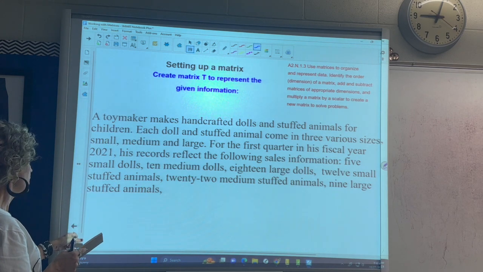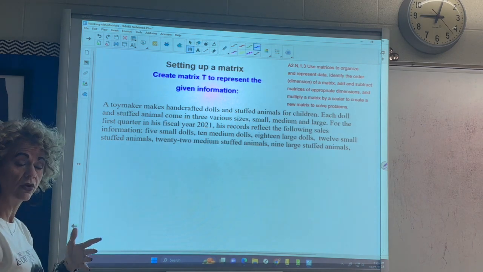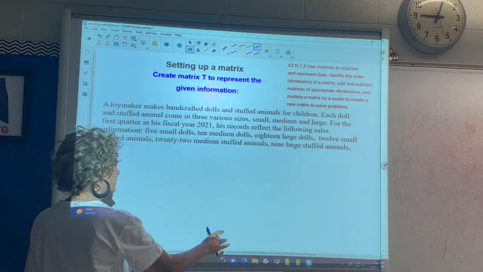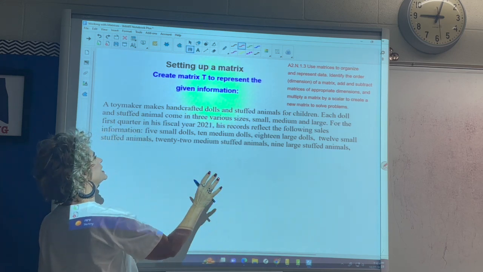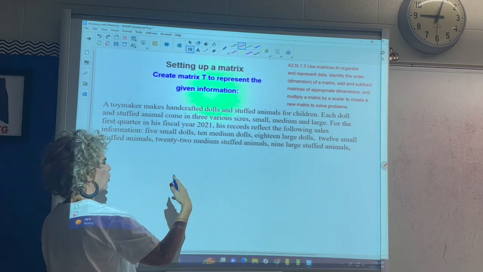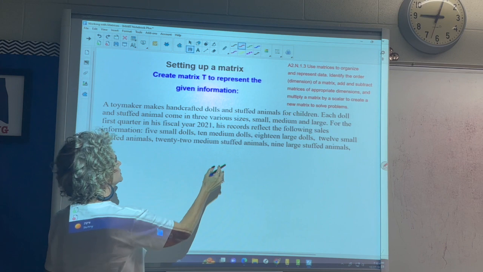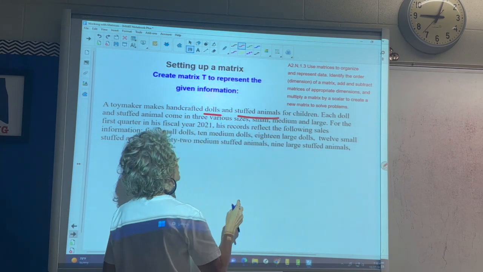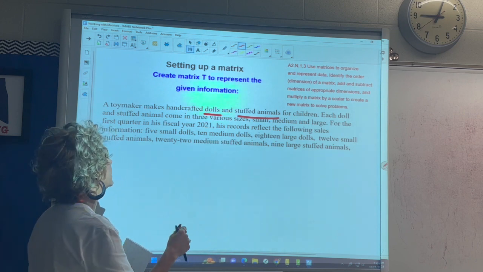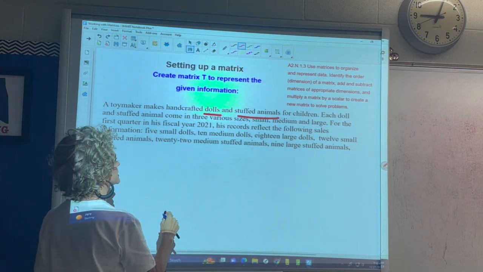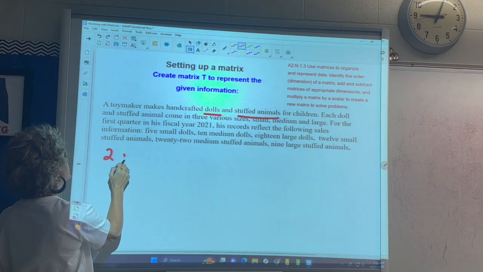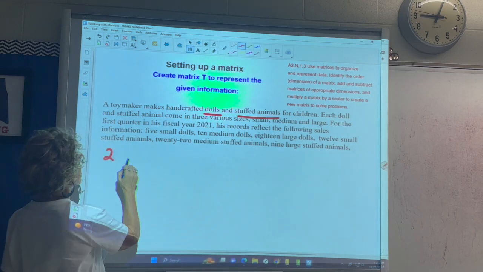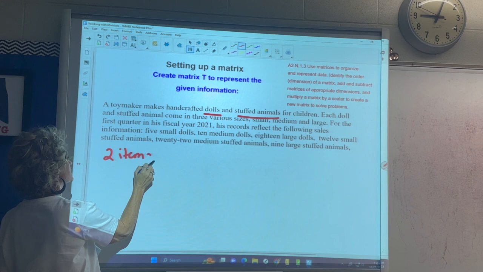It is different than the information that I was given on the Cowboys. It's a different request. So again, we have to keep in mind, we have 2 different items, inventory, or whatever, that we make or we sell. They are dolls and stuffed animals, okay? Each one of them comes in 3 sizes. So I have 2 different items. I'm just going to put items. I have 2 items, and then I have 3 sizes.